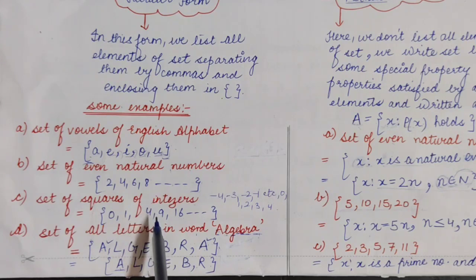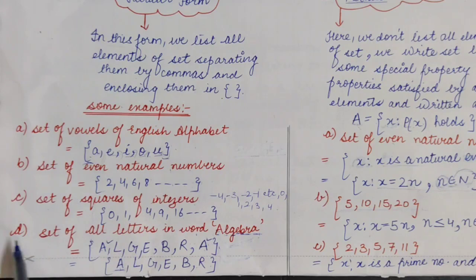So in roster form, we never do repetition. The element which we have written once, we will not repeat. Fine. So what I have done: 0, 1, 4, 9, 16, and again the sign of dash dash dash, because there are infinite integers and it is impossible to write the square of each and every integer. Fine. So we will write some elements, separate them by inserting commas, and put them into the curly brackets.